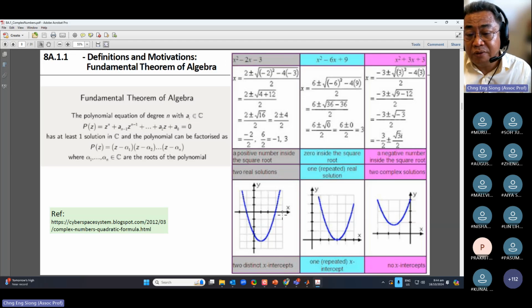When x goes to infinity, infinity times infinity is infinity. That's why it goes this way. What about negative infinity? Negative infinity times negative infinity is also infinity. So it looks like this shape.